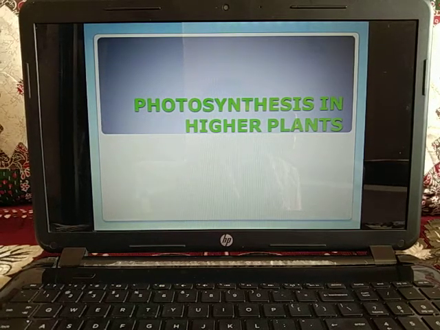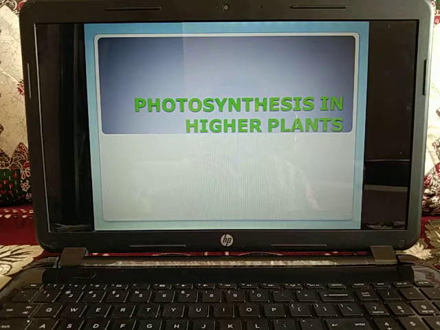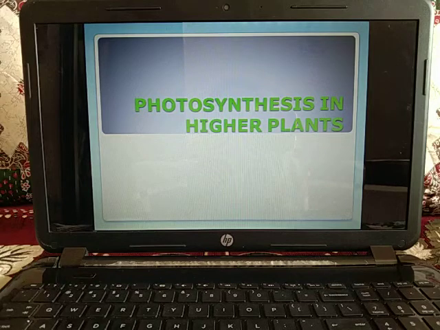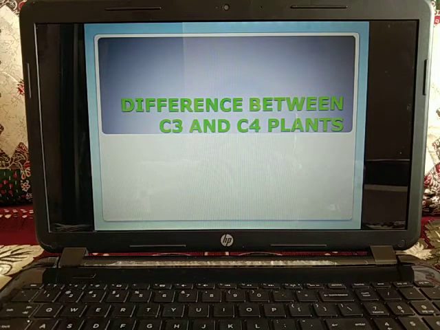So dear children, we had done the C3 plants and C4 plants. Today I want to discuss some differences between the C3 plants and C4 plants. Okay, so in C3 plants, the optimum temperature for photosynthesis is 10 to 25 degrees Celsius. In C4, the optimum temperature is 30 to 45 degrees Celsius.